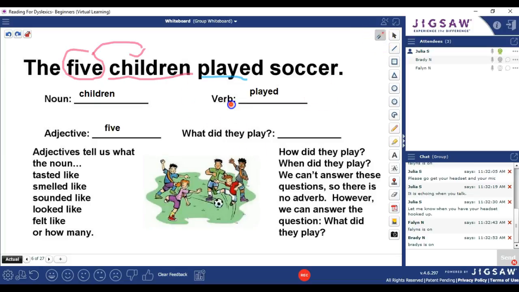Now, we have to see if our verb answers the question how or when. The 5 children played how. Does soccer answer the word how they play? No, it doesn't. Very good. Then we say, okay, it doesn't answer how. I wonder if it answers when. The 5 children played when. Does soccer answer the when? No. So soccer is not an adverb. It's actually a noun, and it's a noun that gives us more information about what they were playing. So it just answers what did they play. The 5 children played what? They played soccer. Very good. So no adverbs in this sentence.